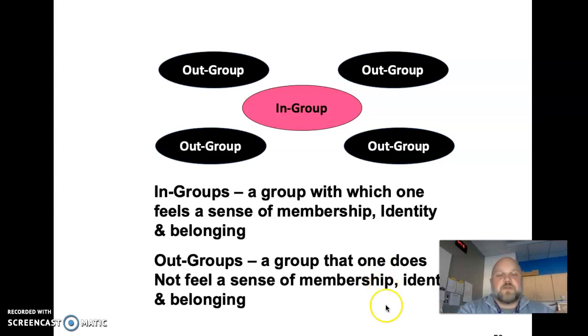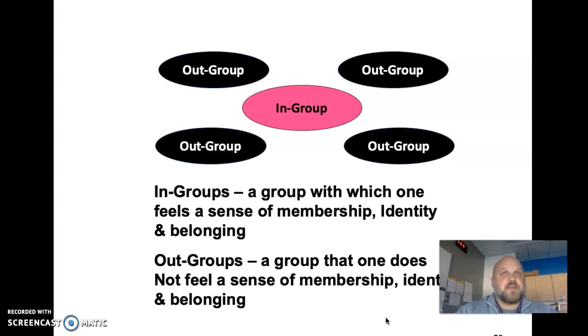And then an out-group is a group that you do not feel a sense of membership to, you don't belong to. And so what the research says is that human beings tend to have what's called in-group bias. We tend to have a preference for people that are in our in-group, whether that's based on race, religion, anything like that. And they've even done studies where these in-groups are constructed.